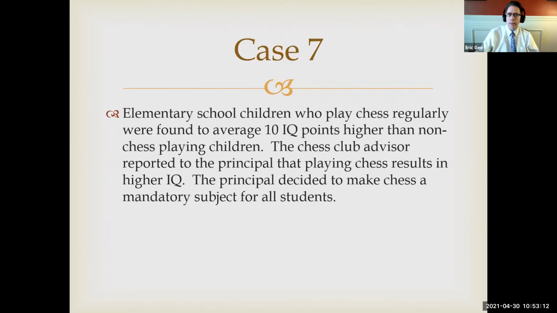So we're going to be doing that kind of like we did it on Wednesday. So here's this first one. I'll go ahead and read it. Elementary school children who play chess regularly were found to average 10 points higher than non-chess playing children. The chess club advisor reported to the principal that playing chess results in higher IQ. The principal decided to make chess a mandatory subject for all students. Okay, so I'll put the poll up. So there is a problem here. Which threat to internal validity do you think applies in this situation?